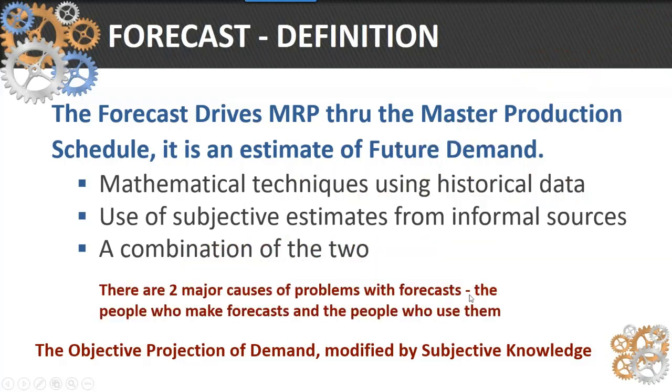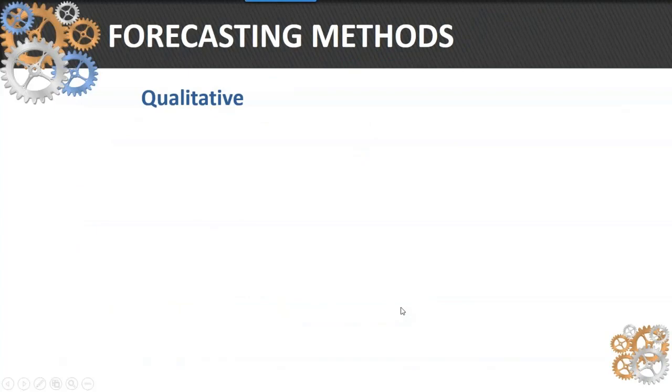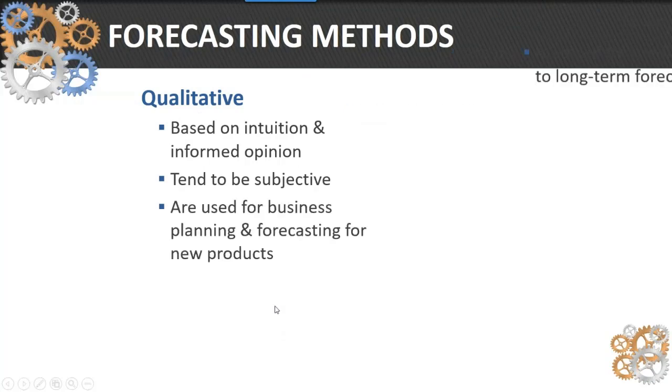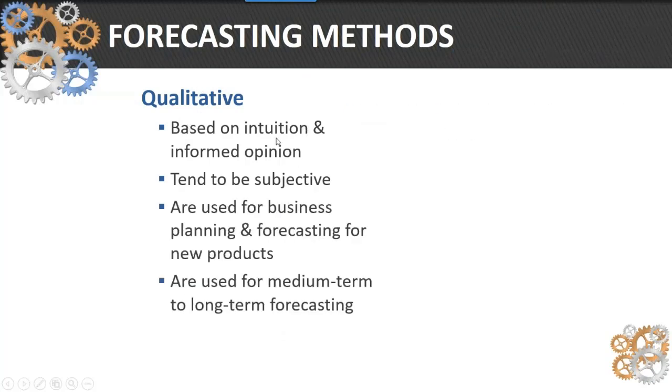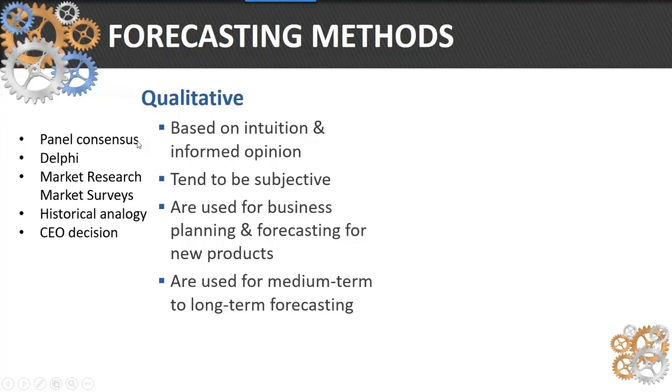As I said, the only major causes of forecast errors are the people who make forecasts and the people who use it. So you've got to understand forecasts and know what you're doing. The forecasting methods are, number one, qualitative. Qualitative is basically based on intuition, tends to be subjective. So you have to think about it instead of actually calculating. And such things as panel consensus, Delphi, market research, historical analogy, and I'm sure a lot of us have this qualitative forecasting technique called, what does the CEO want to do?